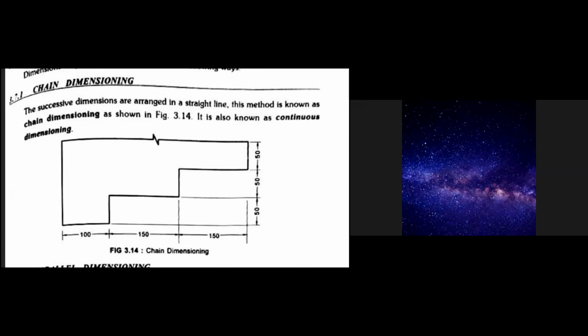So like this we can arrange the dimensions. If you arrange the dimensions like this, we call it chain dimensioning. So in chain dimensioning, all dimensioning lines are connected to each other. See here, 50 mm, 50 mm, 50 mm, three dimensioning lines connected to each other.